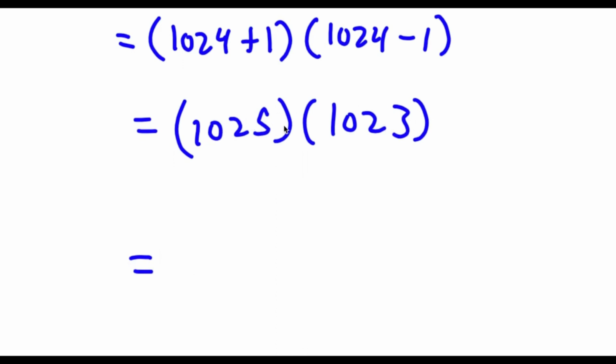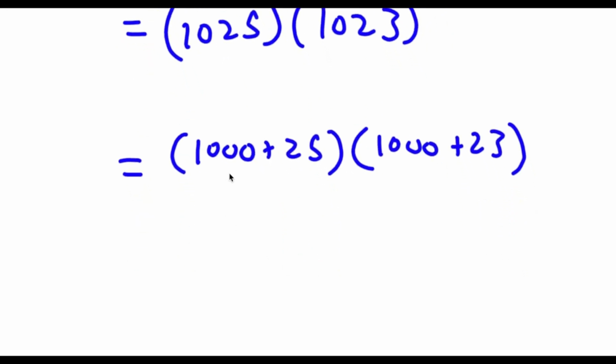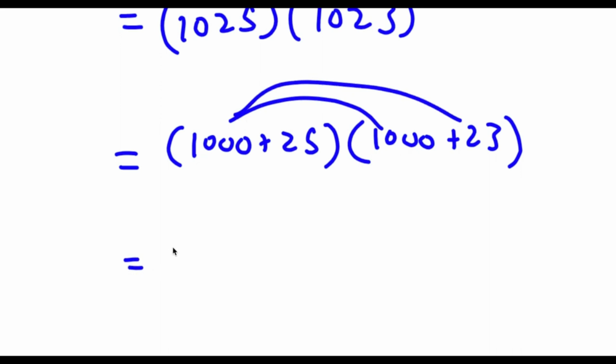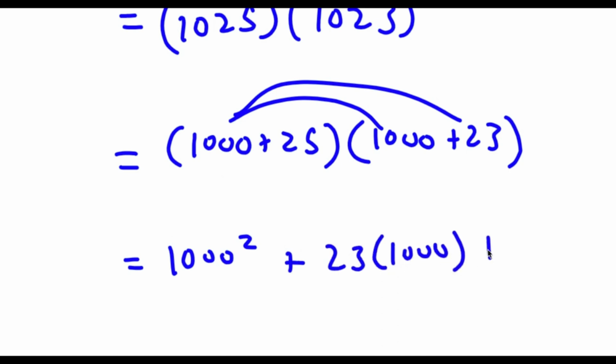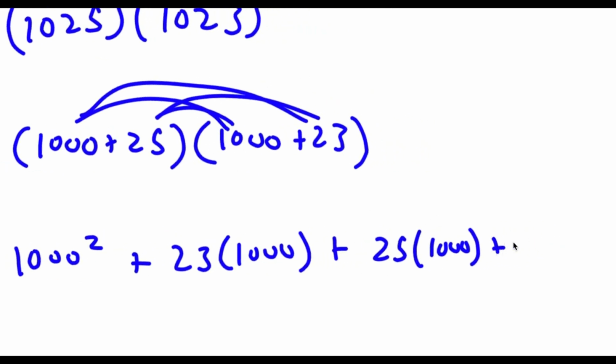Well, first off, 1025, to make this simpler, we can rewrite this as 1000 plus 25. And 1023, we can rewrite this as 1000 plus 23. So now we have 1000 plus 25 times 1000 plus 23. So to solve this, I'm going to start by distributing the 1000. So now I have 1000 squared plus 23 times 1000 plus 25 times 1000 plus 25 times 23.